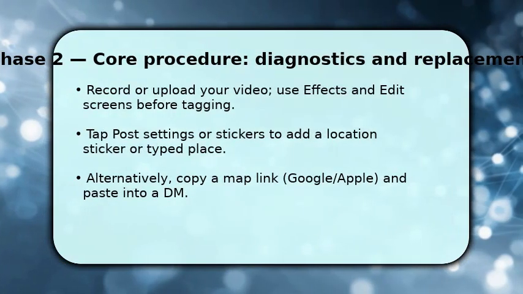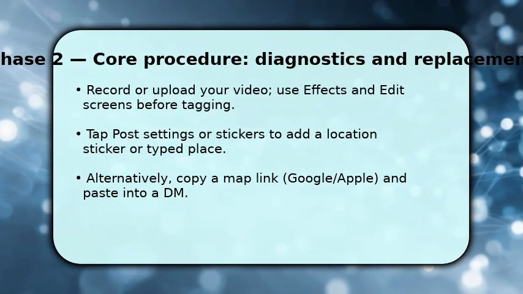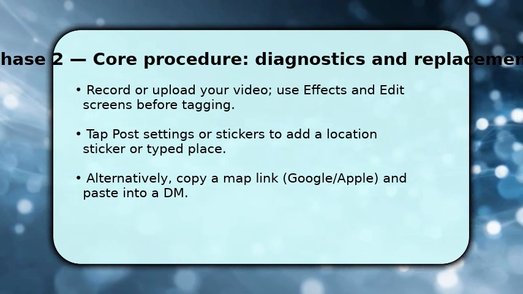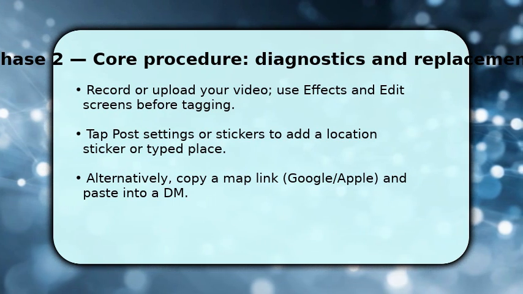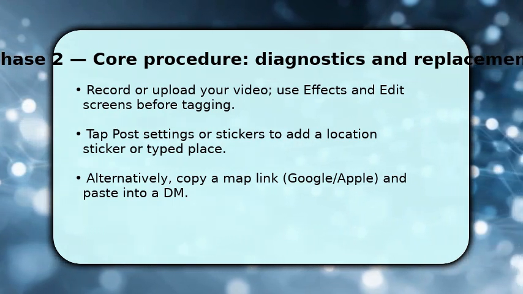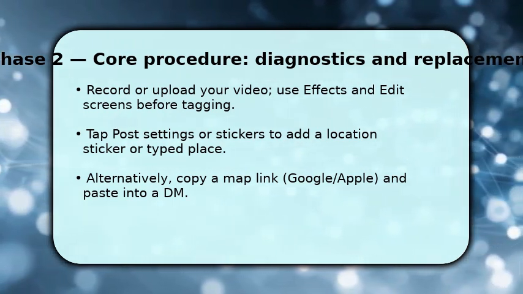You record or select your clip and move to the editing screen where stickers and tags live. This is where you add context. Tap stickers, choose the location sticker or type the place name in the location field. This creates a visible tag on the post for viewers.